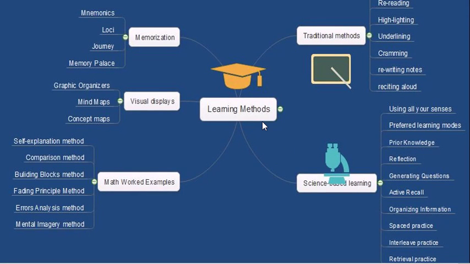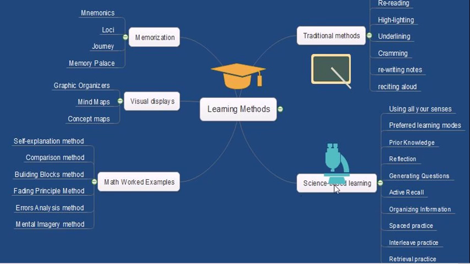Learning methods. Many of the methods covered, let's contrast with the traditional methods used in the schools today. You do a lot of rereading, highlighting, underlining, cramming, rewriting notes, reciting aloud. These are the traditional methods many students use to study, but they are ineffective.